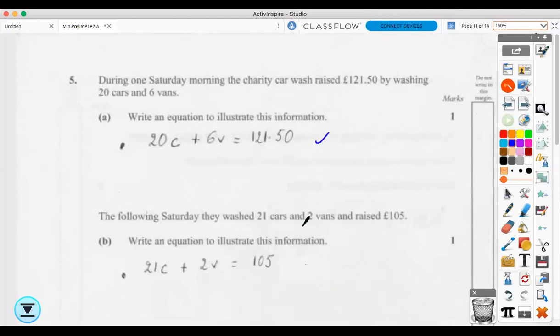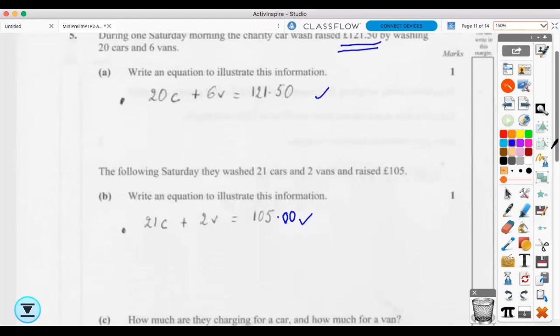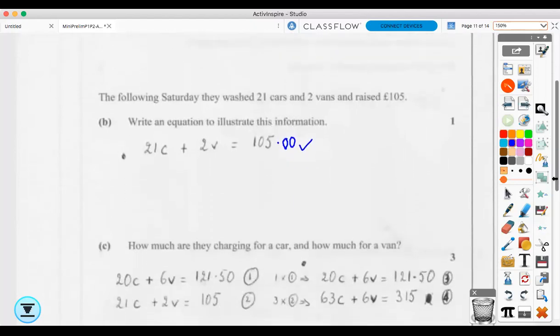20c plus 6v equals 121.50. Yeah, I put 0.50 because it forces me to give my final answer with 2 decimals. Sometimes I'm even pedantic enough to put 105.00, but you don't have to. It's just to remind me, this is money we're talking about. So I'm going to have to give my answer with 2 decimal places.